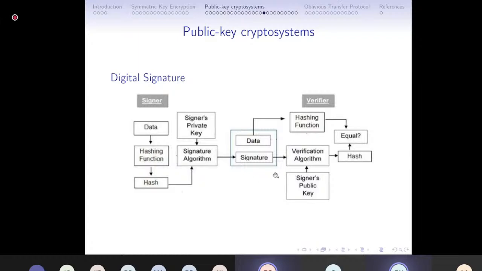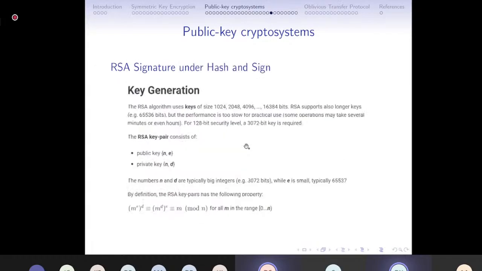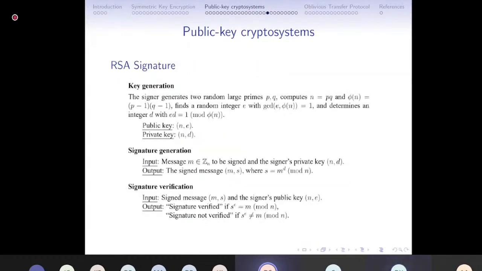So it sends the signature and data to the verifier. The verifier takes the data and computes the message digest by using the hash function, applies the verification algorithm to the signature based on the signer's public key, and computes the hash value. If both are equal, then the recipient concludes that the message is legitimate. Otherwise, it discards the message. So this is the actual public key crypto system.